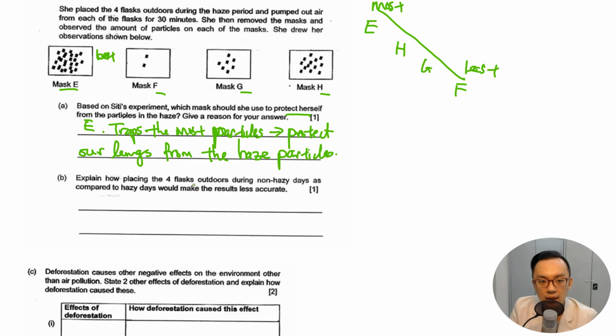Alright, so that's why. Explain how placing the 4 flasks outdoors during non-hazy days as compared to hazy days would make the results less accurate. So non-hazy days, there will be no or few particles to trap.